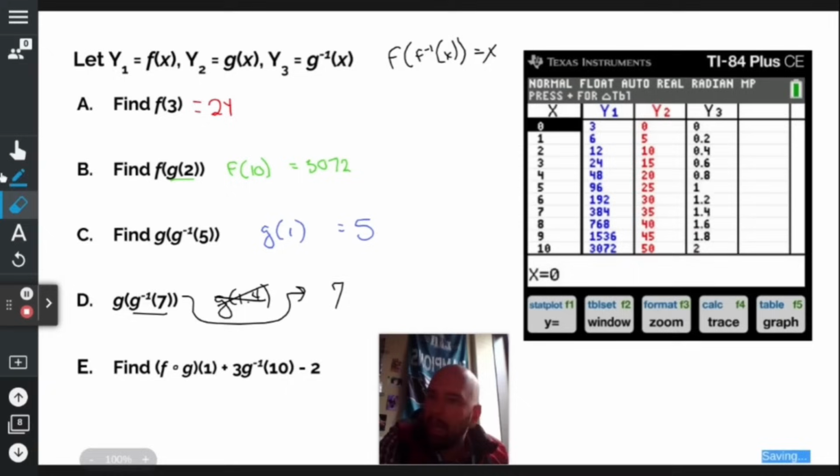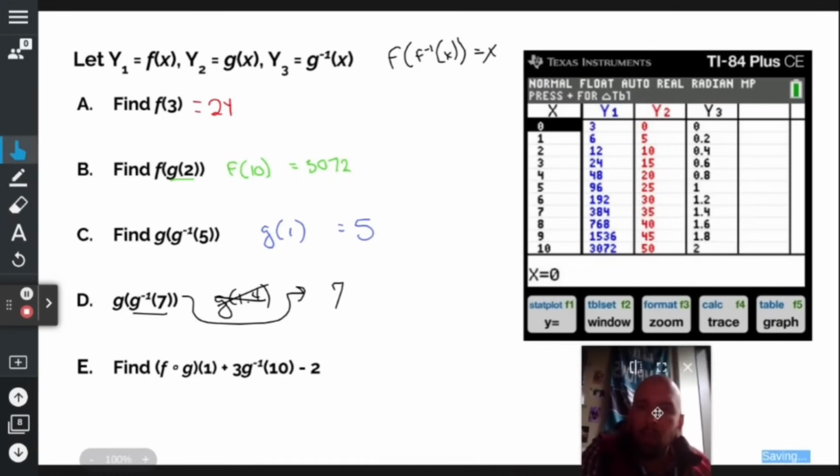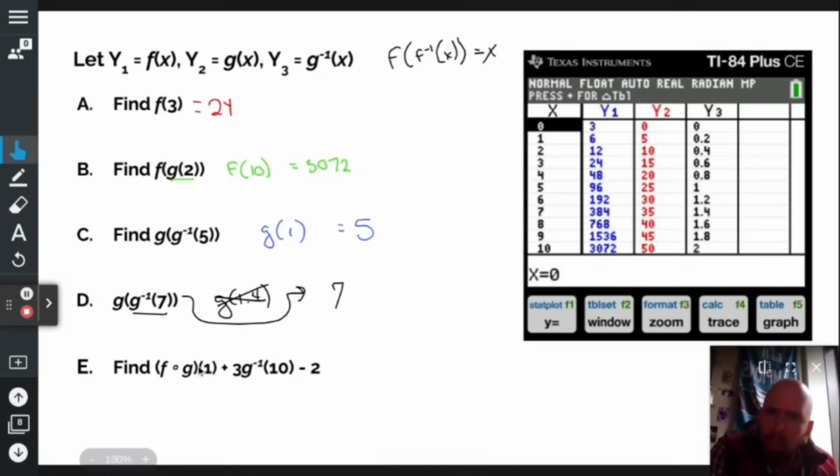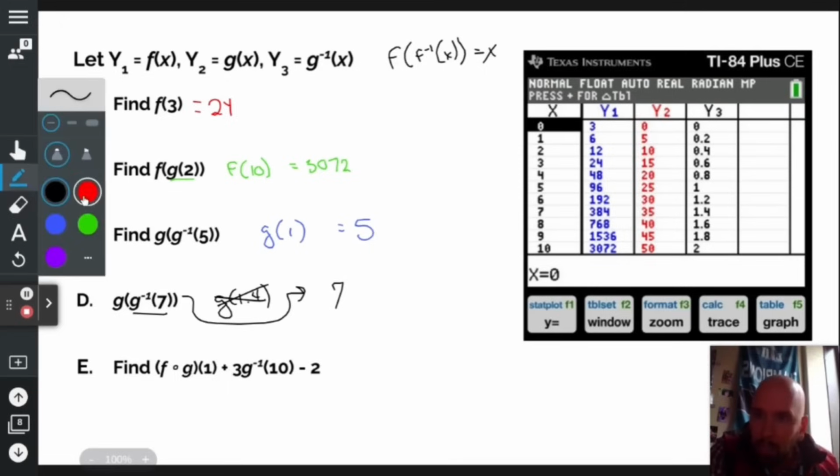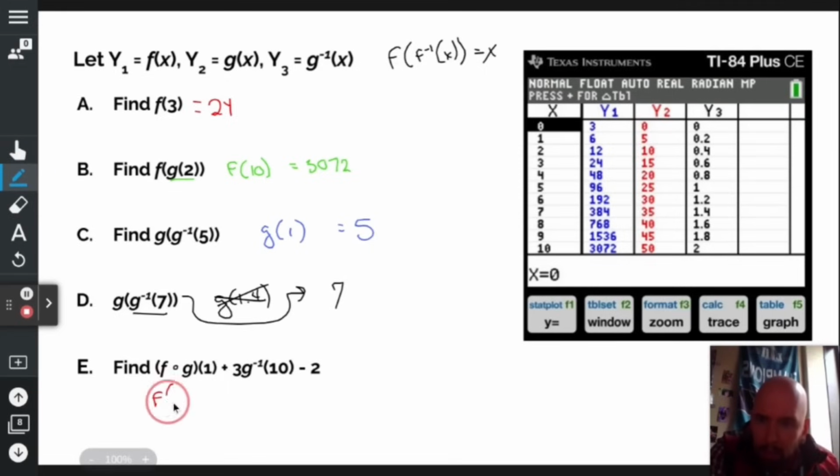What the heck am I asking here? Find f of g of 1. All right, let's do that first. This is me asking you this. F of g of 1.